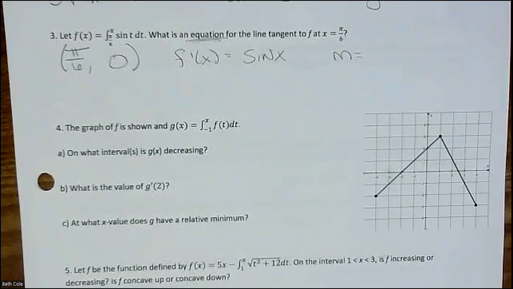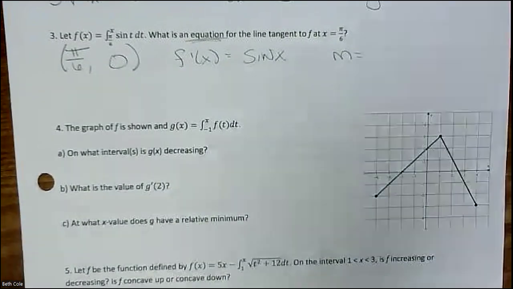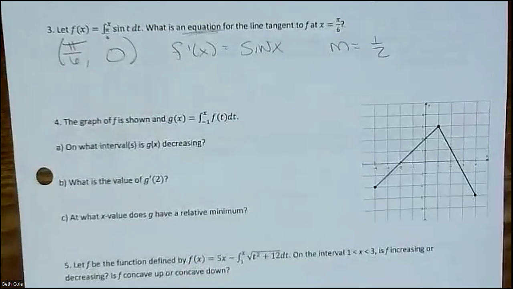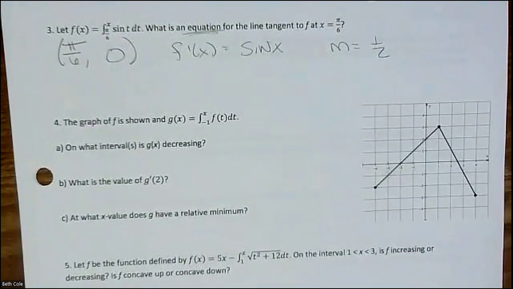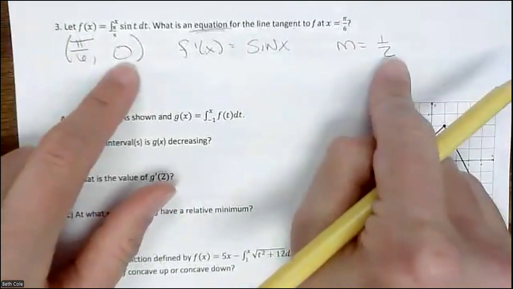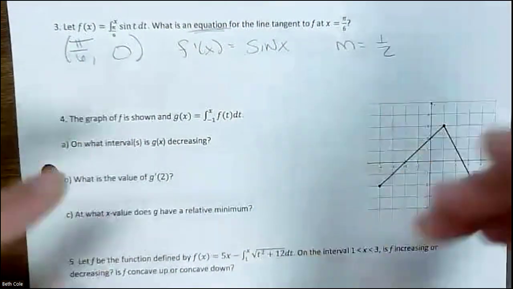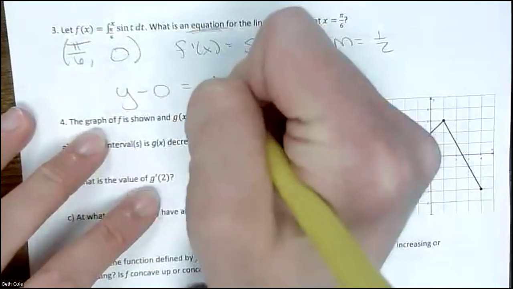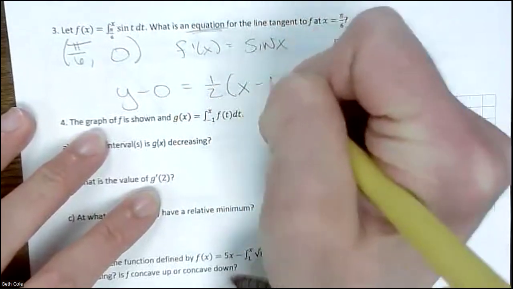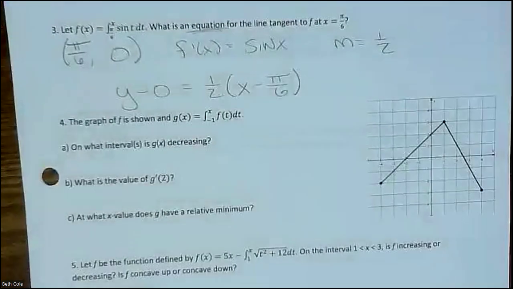I'm going to just throw it out there and see what I get. Does anyone know sine of pi over 6? It's not 0 or 1. Good job. What's the other option? Square root of 3 over 2. Okay. So this is your point. That's your slope. You're just going to put it all together. Y minus 0 equals a half, x minus pi over 6.